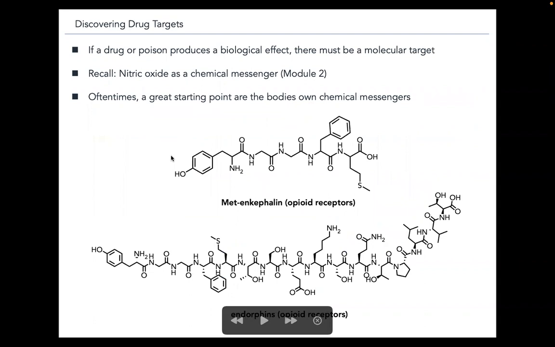Yeah, right. So if a drug or poison produces a biological effect, there must be a molecular target. I think that's a key design principle in medicinal chemistry. So I'd ask you to recall the example of nitric oxide as a chemical messenger from module 2. That's a really nice example of this type of process. And so oftentimes a great starting point are the body's own chemical messengers. The design principles sometimes are, we really want to get to something that we already know binds. And so these are really two great starting points.